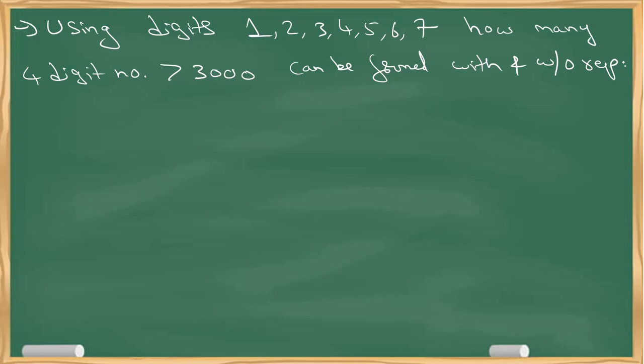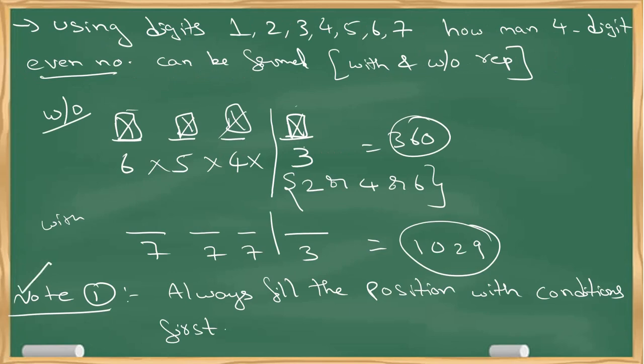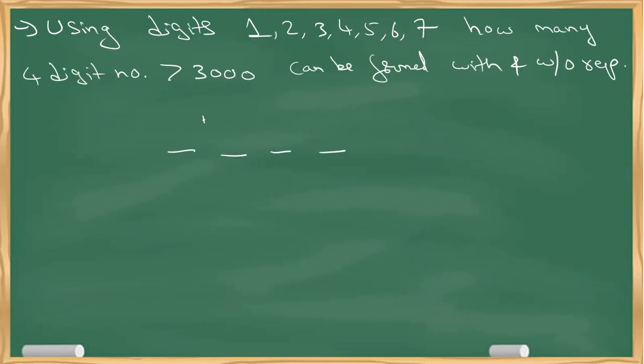So this question is almost similar to the previous one. In the previous one, the condition was that it has to be even. Now the condition is it has to be greater than 3000. So it's quite simple. And always remember note 1. What did note 1 state? Always fill the position with conditions first. Now here the condition is on the left side. It has to be greater than 3000.